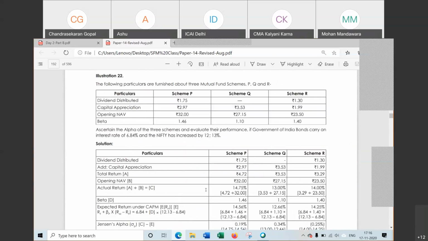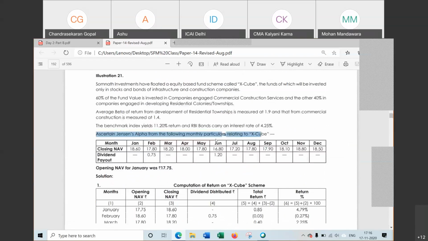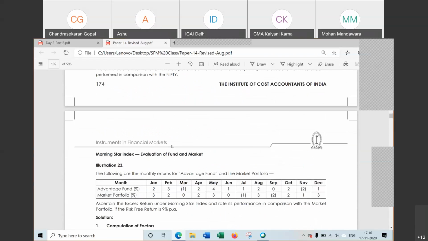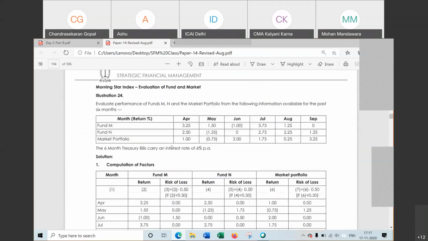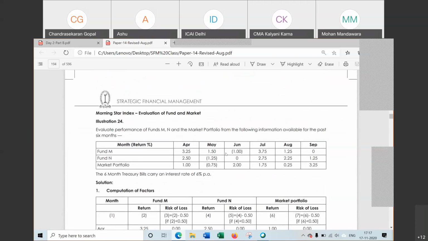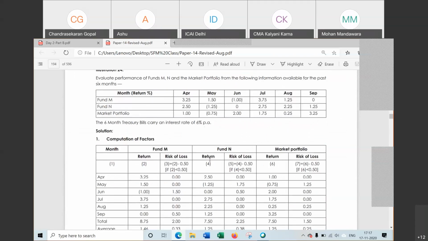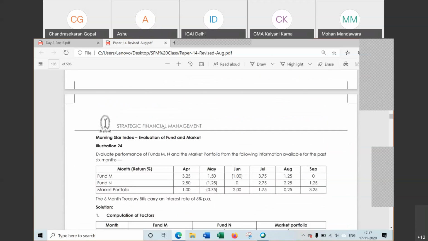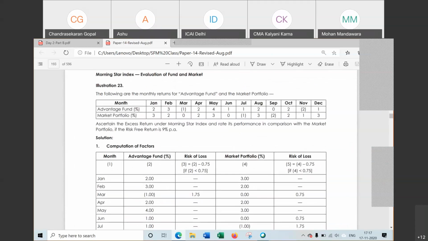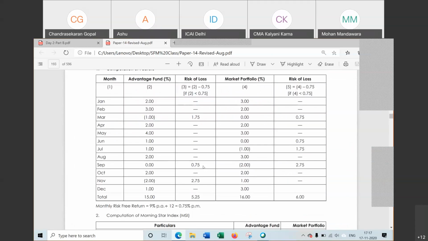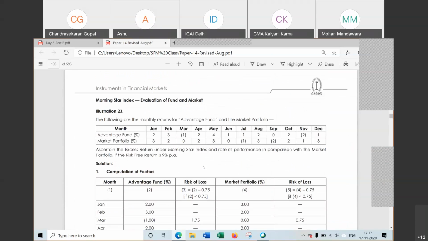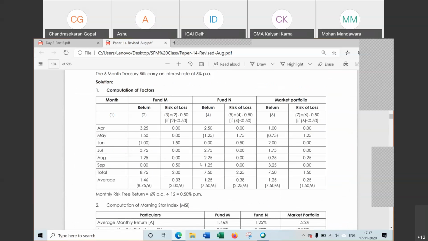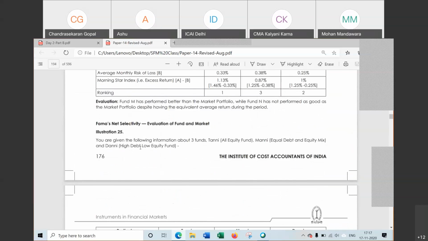Now question number 22. I think there will be no doubt in this question. This one is also based on Jensen alpha. Question number 24 we will discuss, that is computation of risk of loss. 24 and 25 are based on the same thing. 25 is Fama net selectivity. One more question was for risk of loss, 23. These two questions, 23 and 24, are based on risk of loss. Now how to find risk of loss? For this, questions 23 and 24. 23 we will discuss here. 24 you do at home. After this we will discuss 25 and 26.